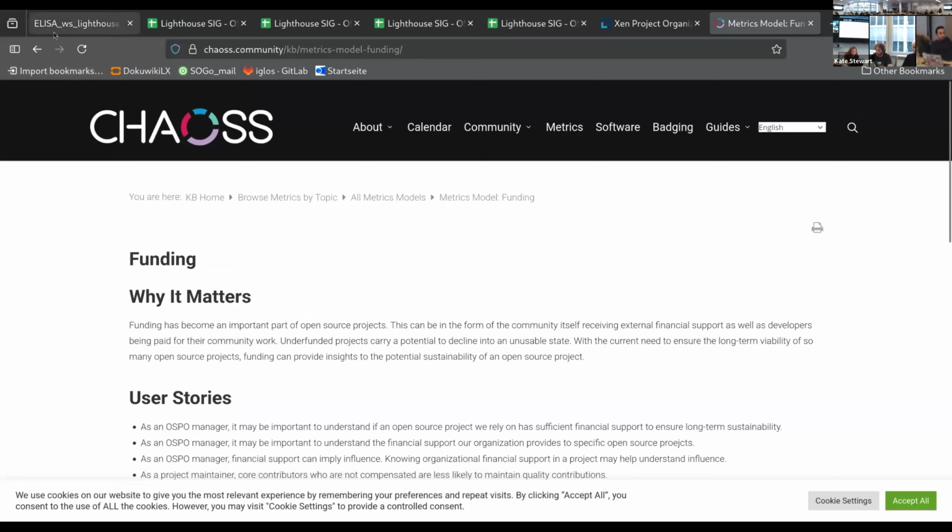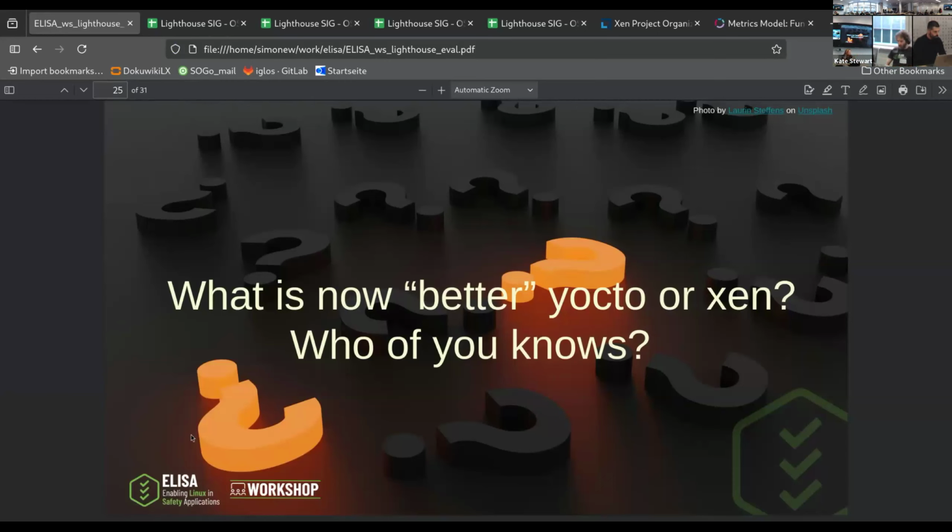A different question to the audience. Which project is now the better one? Opinions? Who thinks Xen? Who thinks Yocto is better? Nobody really knows. And this is okay. You have some evaluation, but as Kate just mentioned, there's not a scorecard. There's no grade yet given, and this is one of the next steps we also want to take.